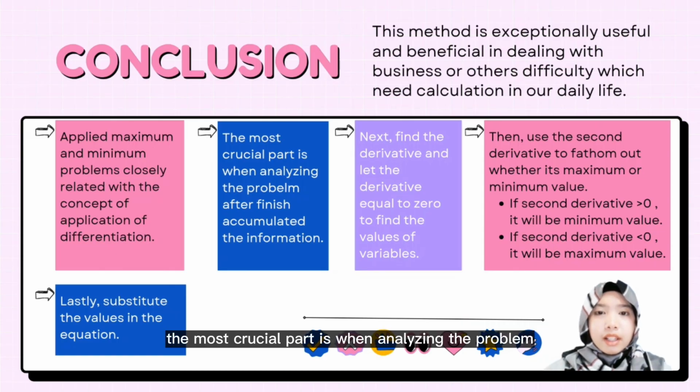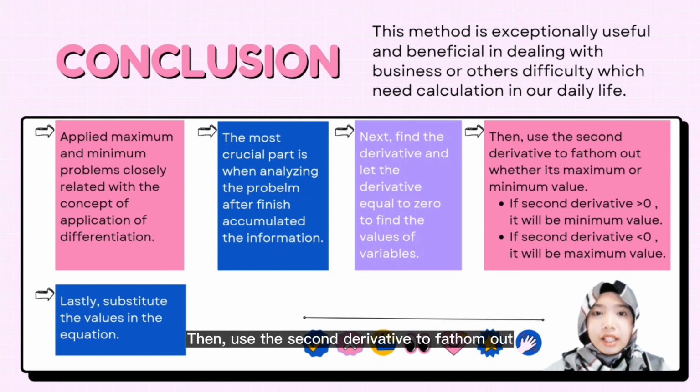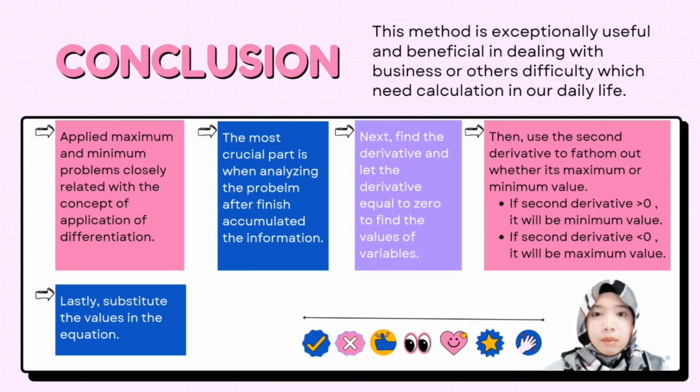To conclude, applied maximum and minimum problems are closely related to the concept of application of differentiation. The most crucial part is analyzing the problem after accumulating the information. Next, find the derivative and let the derivative equal 0 to find the value of the variable. Then, use the second derivative to find out whether it's a maximum or minimum value. If the second derivative is less than 0, then it's a maximum value. But if the second derivative is more than 0, then it is a minimum value. Lastly, substitute the value into the equation.